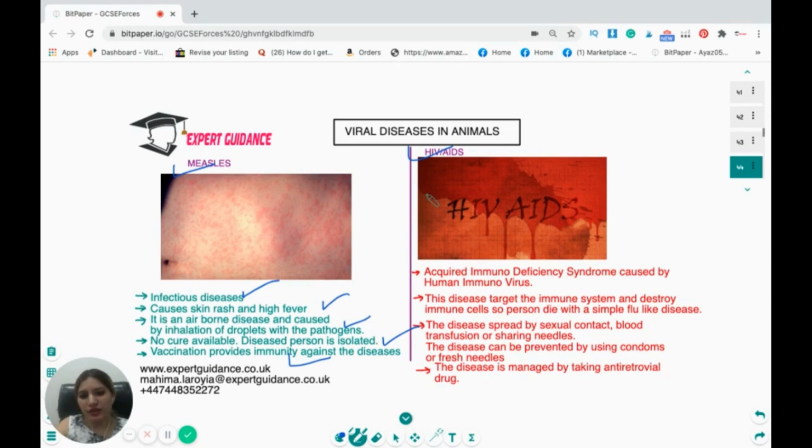HIV is the human immunodeficiency virus, which causes acquired immunodeficiency syndrome.